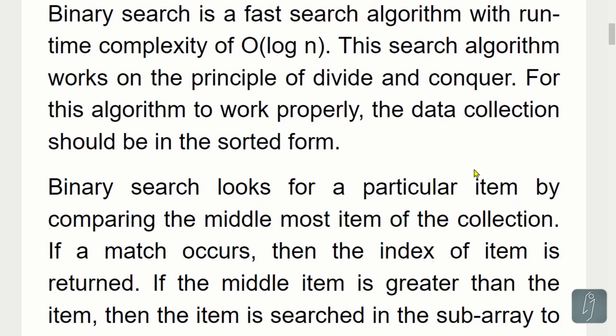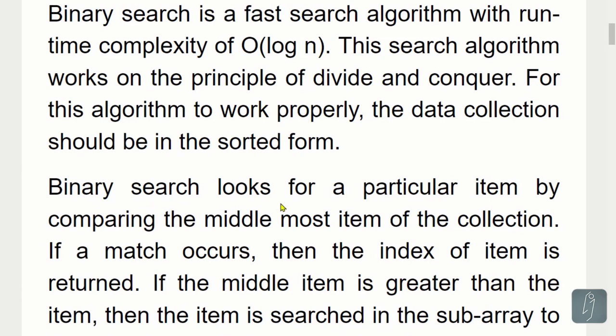First of all, this is the definition. Binary search is a fast search algorithm with a runtime complexity of O(log n). This search algorithm works on the principle of divide and conquer. For this algorithm to work properly, the data collection should be in sorted form. As you see here, we're going to sort an array, then we're going to apply the rest of the algorithm.